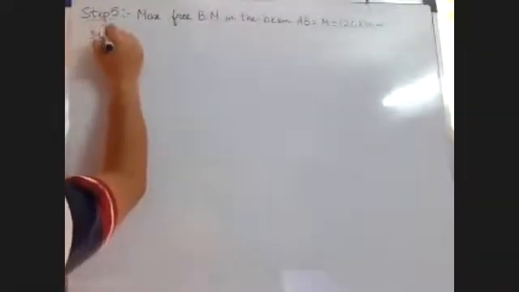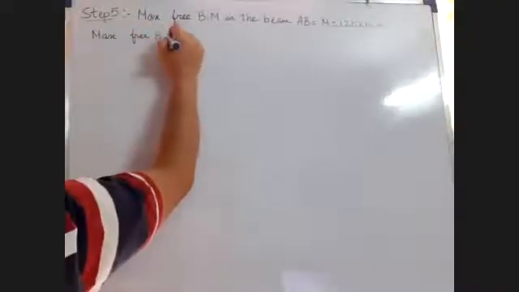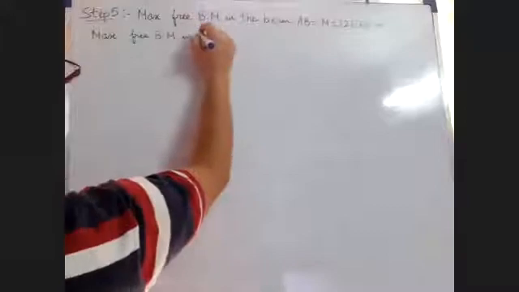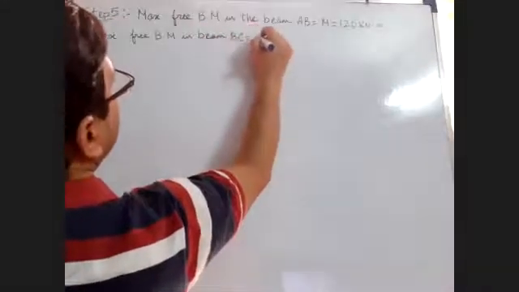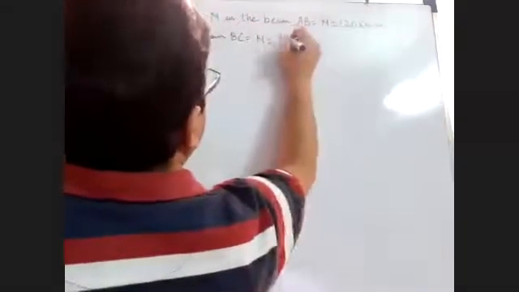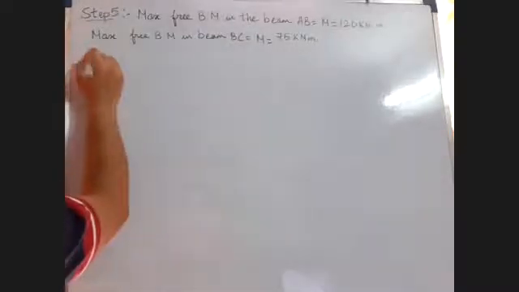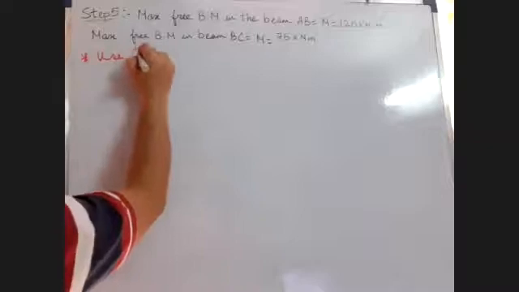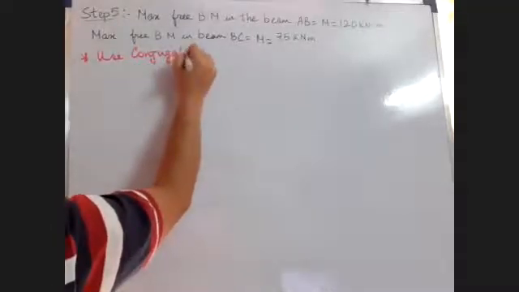and maximum free bending moment in the beam BC is 75 kilonewton meter. Now we will use the conjugate beam method.